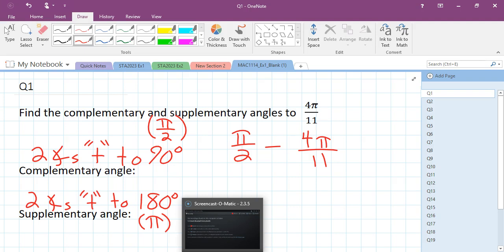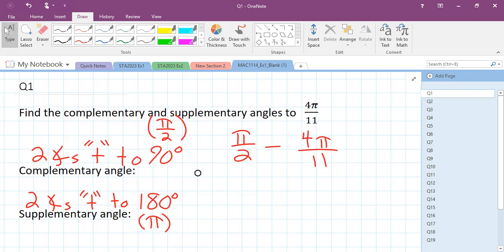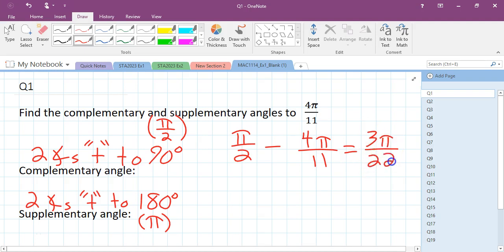So in other words, it's just like what we were talking about a couple minutes ago. It's like taking fractions and subtracting them. Leave pi alone, and you're going to take 1/2 minus 4/11. So you go to your calculator, you let it do all its work, and we get what over what? 3 pi over 22. Okay.